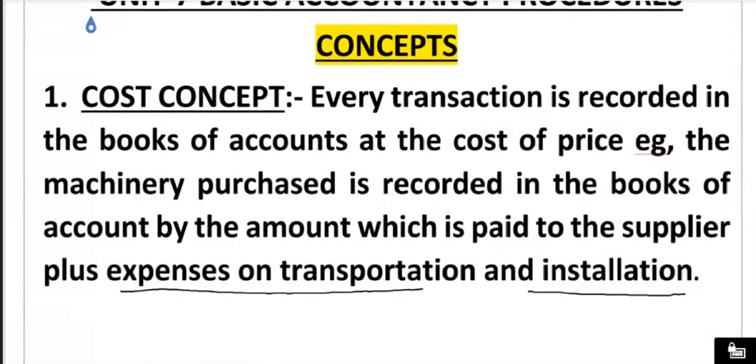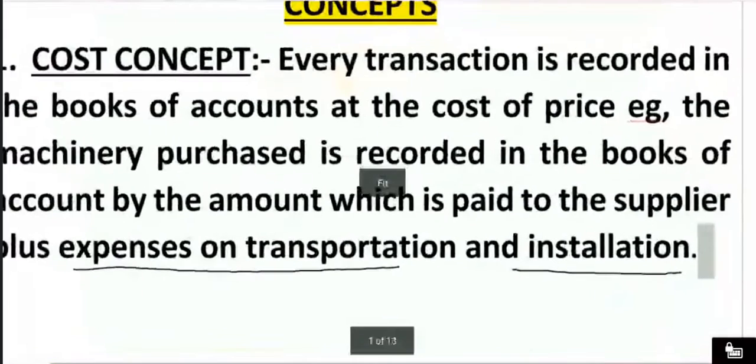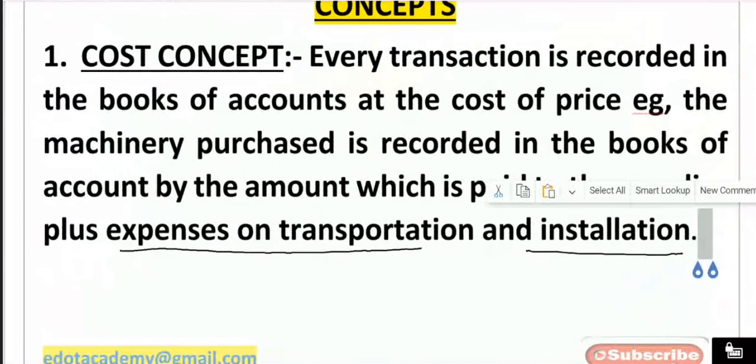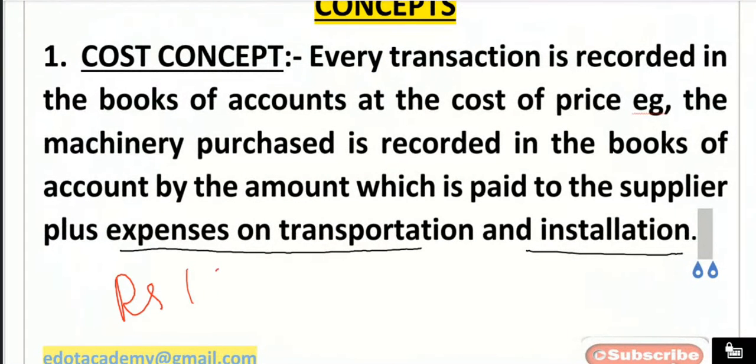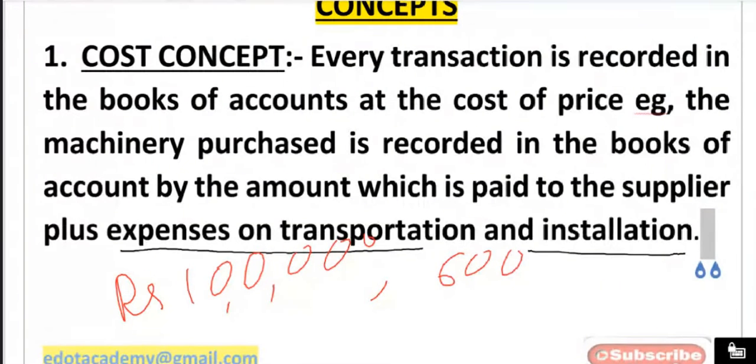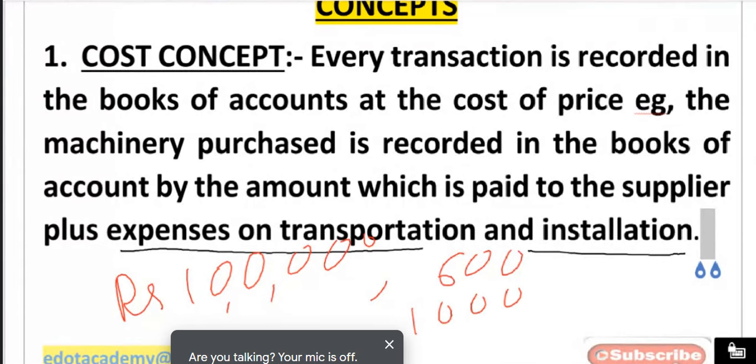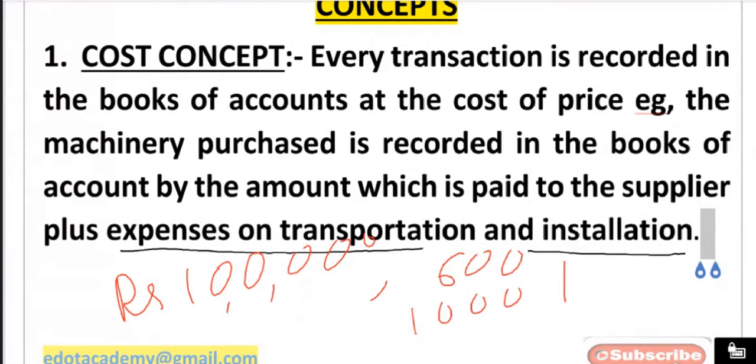I will just take one example here. Let's say one machine is purchased at the cost of 1 lakh rupees. So the cost of the machine is 1 lakh rupees, and let's say you spent 600 rupees on transportation, and the installation cost comes to 1000 rupees. So you have to add all these values, that means 1 lakh 1600 rupees. This you will record as the cost of the machine.